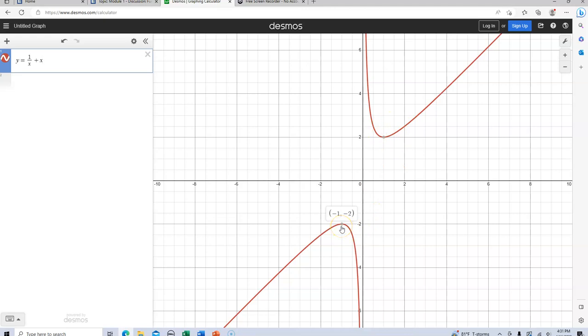So just to make sure that everybody's clear, I wanted to show what it is we're looking for here when we modify functions to create the situations in A, B, and C, and then also to use Desmos.